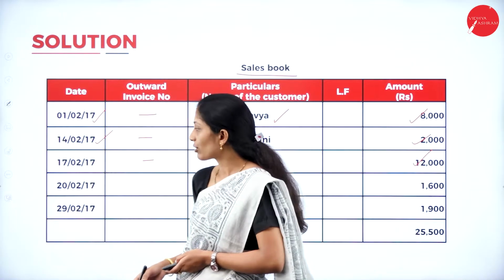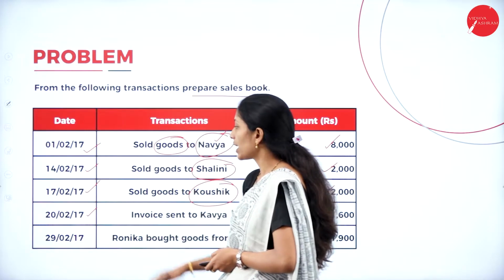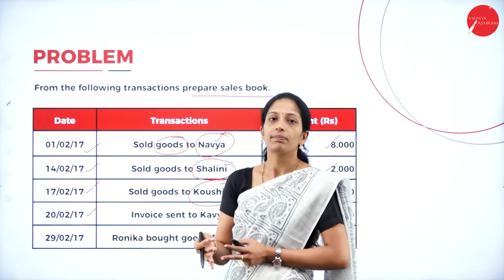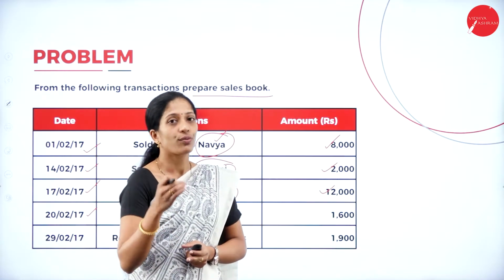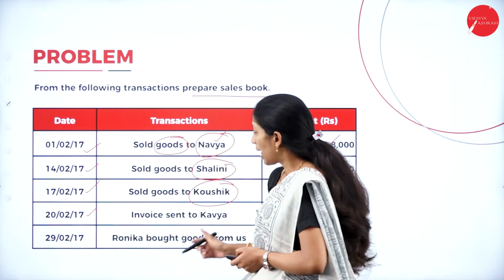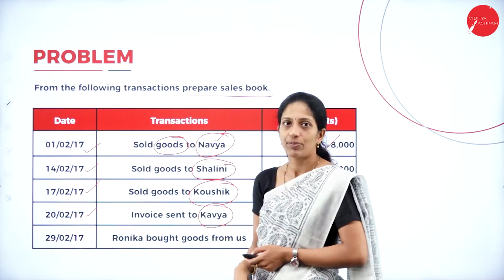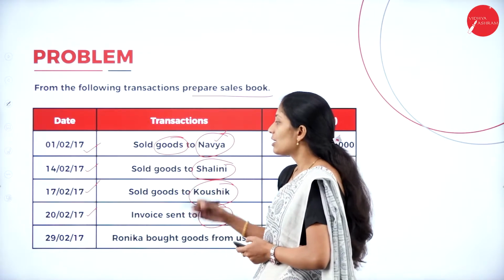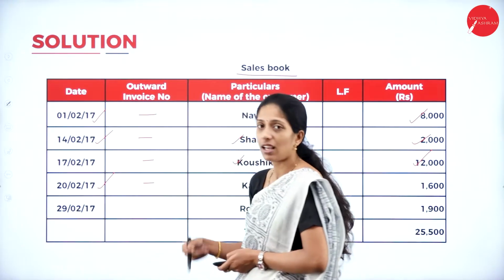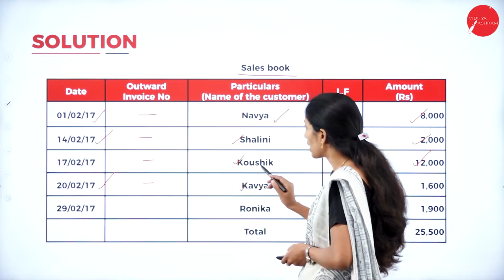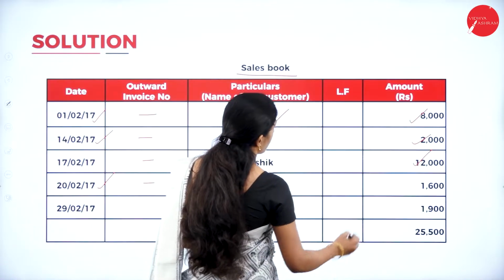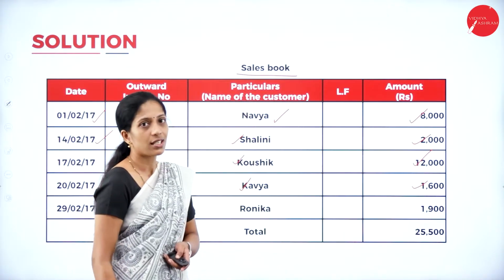In the same way, coming to the fourth transaction, that is 20/2/2017, invoice sent to Kavya. So, what do you mean by that? Since we have sold goods, we have sent an invoice to Kavya. So, it is also selling of goods and the name of the customer is Kavya. So, how do you write? 20/2/2017. There is no outward invoice number. They have not given it, and the name of the customer is Kavya. And what is the amount? Amount is 1,600. So, write the amount 1,600.